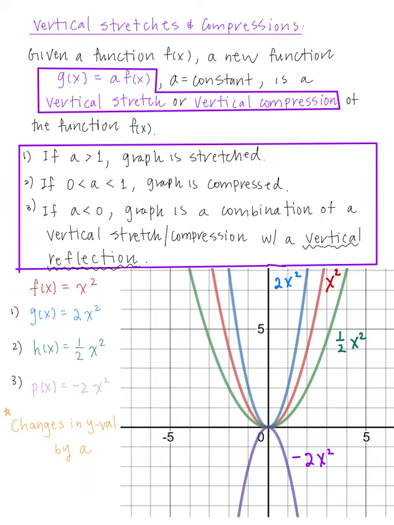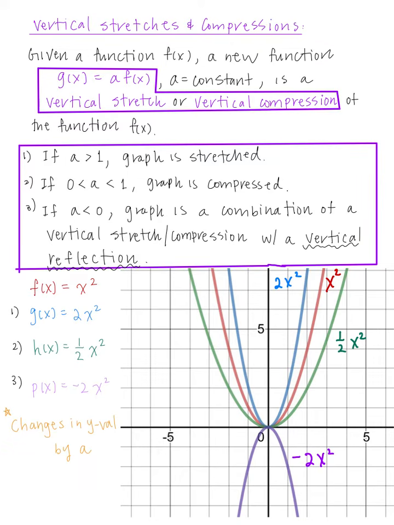All right, now let's look at h of x. H of x is 1/2 times the mother graph, x squared. So that's case 2, because 1/2 is between 0 and 1. That means the graph is compressed. Our mother graph is being compressed by 1/2. Let's look at this green graph here. This is the graph of 1/2 x squared.